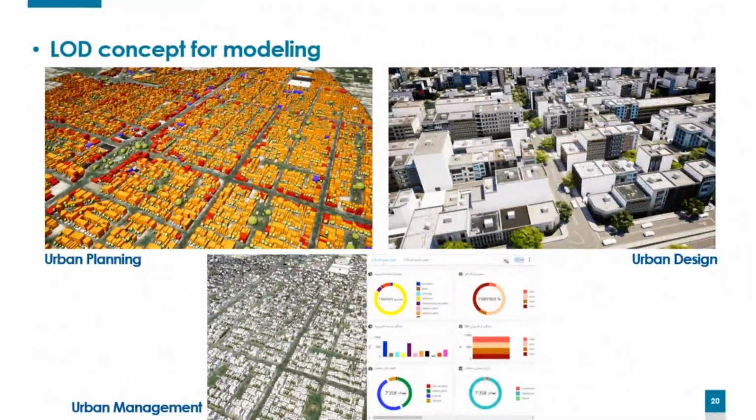This slide illustrates the use of LOD in various aspects of urban modeling based on the context and purpose. Users can select the LOD for urban planning, where both 2D and 3D land use models are displayed. For urban design, facades are incorporated into the model. In urban management, city dashboards are added to the model, providing valuable insights that assist in decision-making processes.